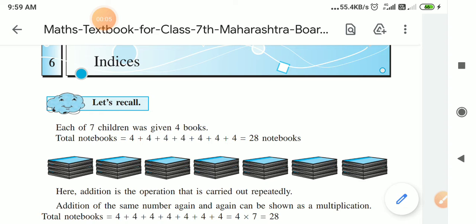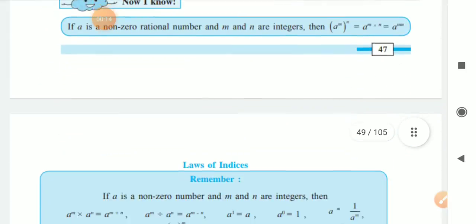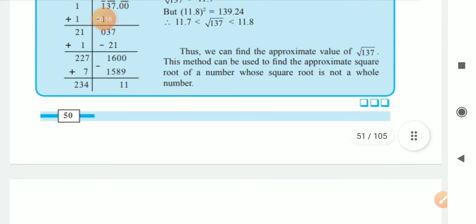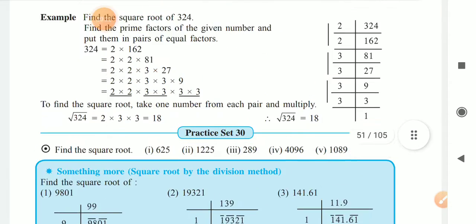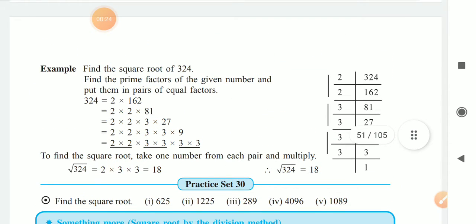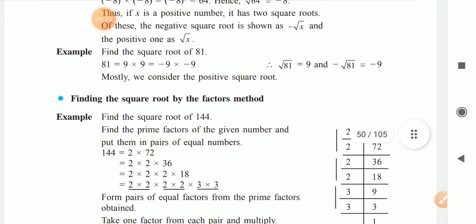Under lesson indices, today we are going to see the next part of our lesson, and that is how to find out the square root of a number. Okay? How to find out the square root of a number if a given number is a square, by the square root method, that I will teach you today. So first of all, here the square root method is given, how to find the square root.